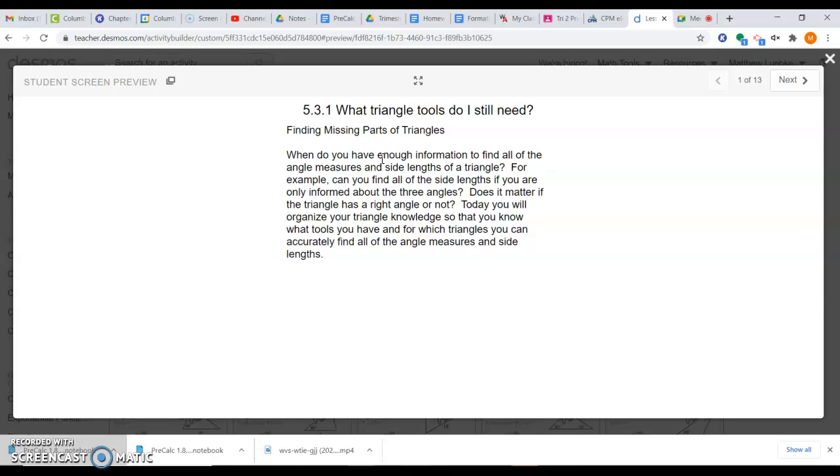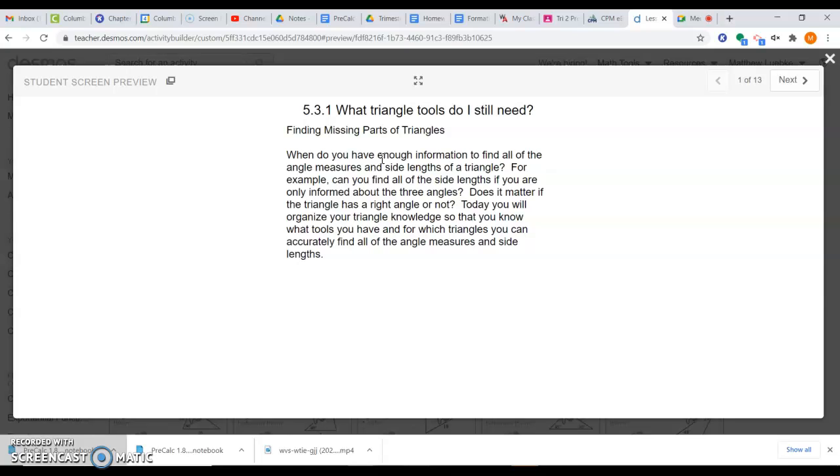We have talked about inverse sine, inverse cosine, inverse tangent. We have the 30, 60, 90 rule. We have the 45, 45, 90 rule, and we have our Pythagorean triples. Now you can read this and you can see, okay, when do you have enough information to find all the angle measurements and all of the side lengths?